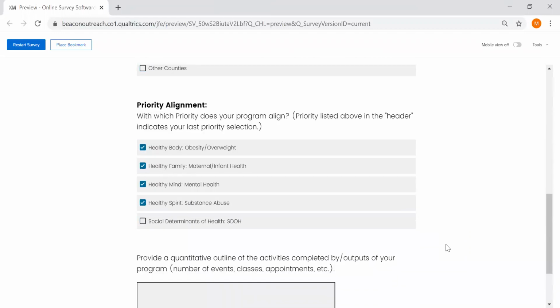Priority alignment is the designated CHNA priority area your program was assigned, either healthy mind, healthy body, healthy family, healthy spirit, or social determinants of health. This will be in the header of your survey. Also, please note that the survey logic is built into county alignment and priority alignment. So how you respond to these questions at the beginning will impact what questions you see on the rest of the survey.